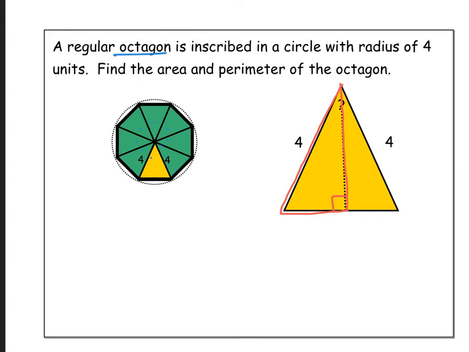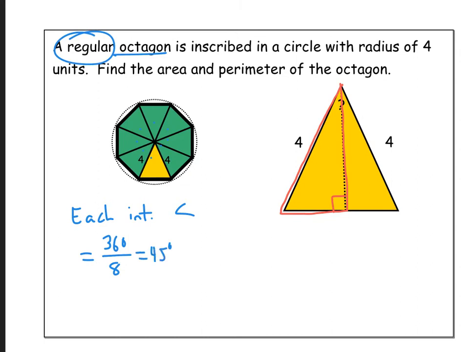Since the figure is regular, all these formulas and processes work. They only work if it's a regular figure, meaning all the angles and all the sides are equal. So since it's regular, each interior angle needs to be the same, and there are 8 of them, and the full circle is 360. So 360 divided by 8 is 45 degrees.